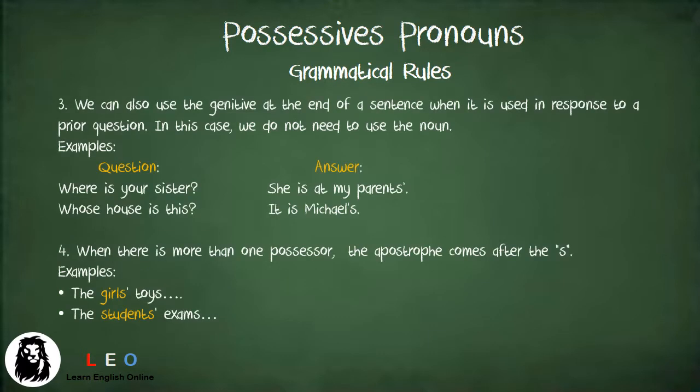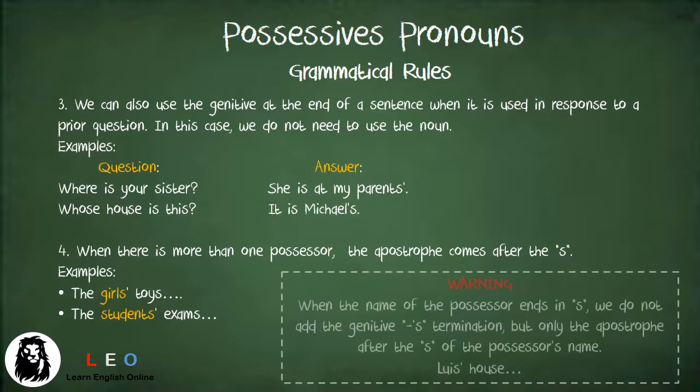Continuing, we can also use the genitive at the end of a sentence when it is used in response to a prior question. In this case, we do not need to use the noun. For example, "Where is your sister?" "She is at my parents'." "Whose house is this?" "It is Michael's." Or, when there is more than one possessor, the apostrophe comes after the s. For example, the girls' toys, the students' exams.